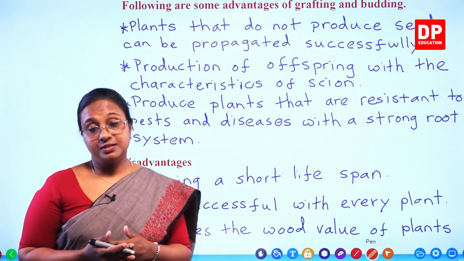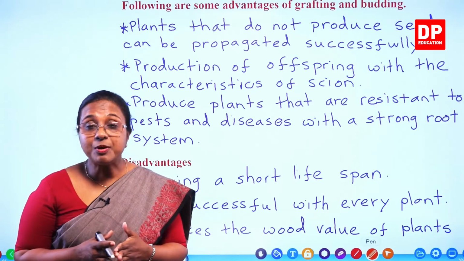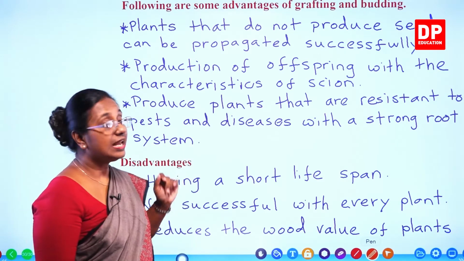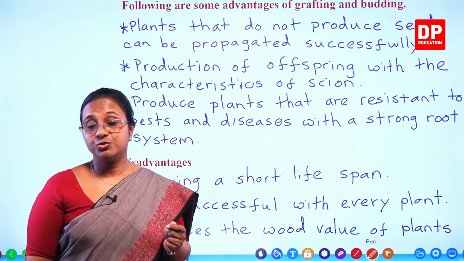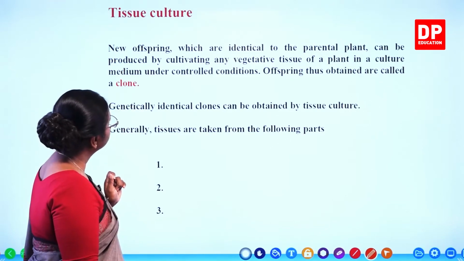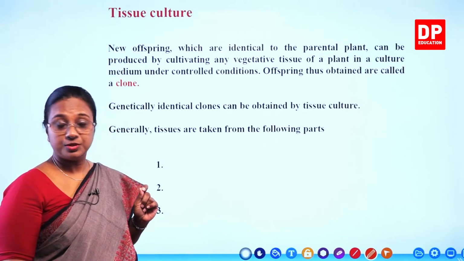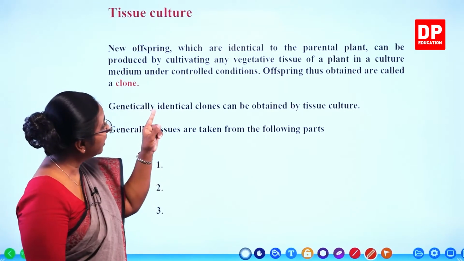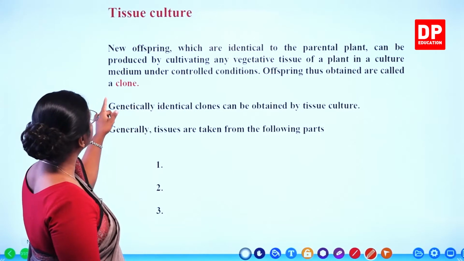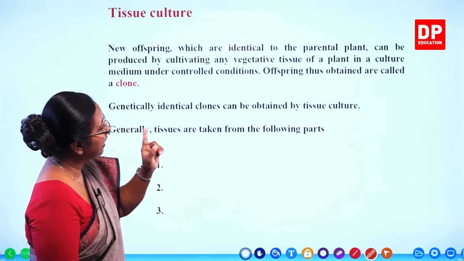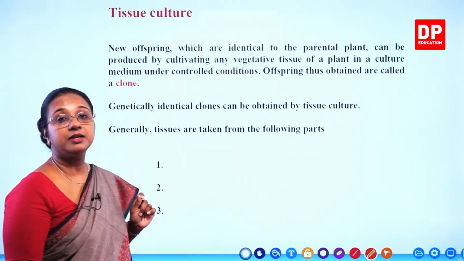So, the next type of artificial vegetative propagation is tissue culture. So, in the next slide, I will discuss what tissue culture is. So, now we will discuss tissue culture. New offspring which are identical to the parent plant can be produced by cultivating any vegetative tissue of a plant in a culture medium under controlled conditions. Offspring thus obtained are called a clone.